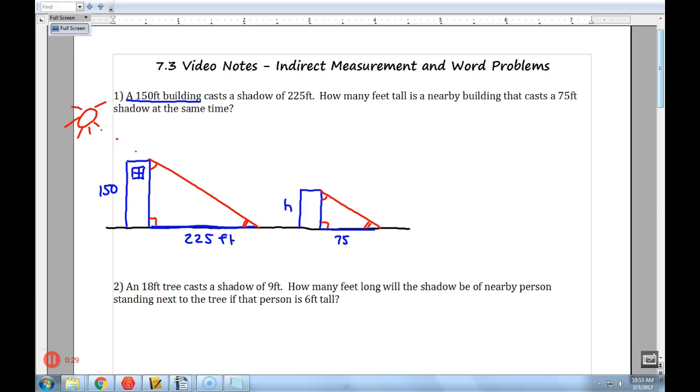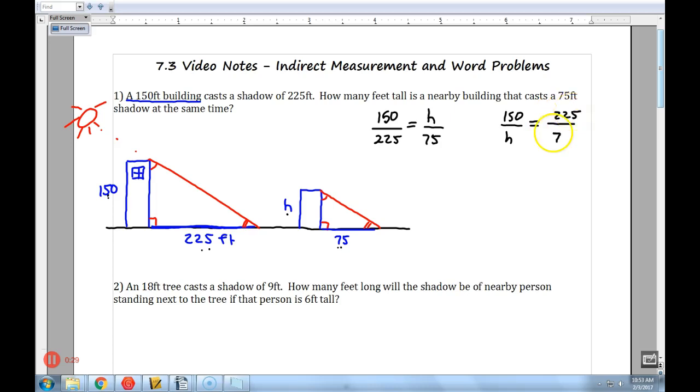And it doesn't really matter how you do it. You could do height over shadow equals height over shadow. So let's just look at that one. The big building's height over the big building's shadow equals the little building's height over the little building's shadow. Some people like to use corresponding parts, and they'll do big height over little height, and then big shadow over little shadow.